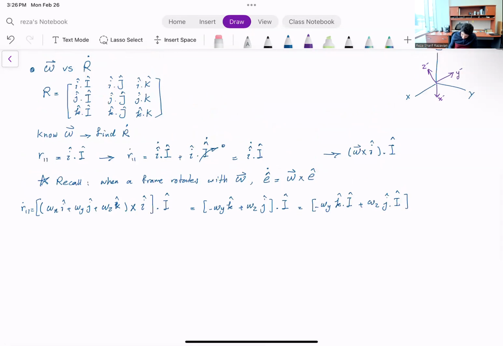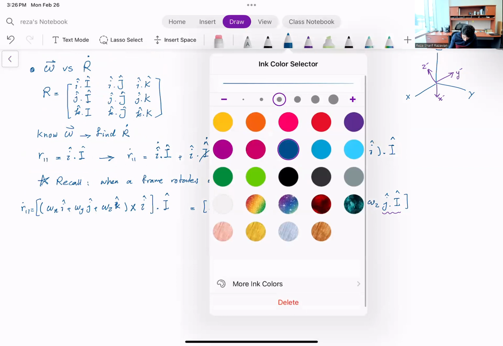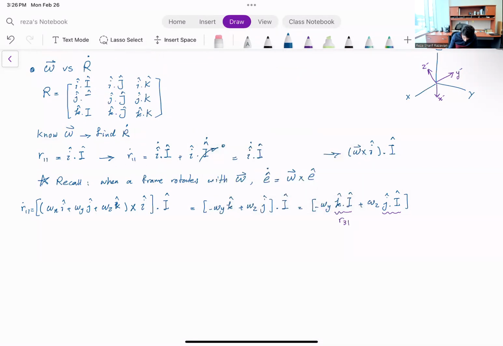And looking up here, little k dot I is R31. And this one, looking at this term and that term, j dot I, this is I, so this one is also R21. So long story short, it is going to be omega z R21 minus omega y R31.